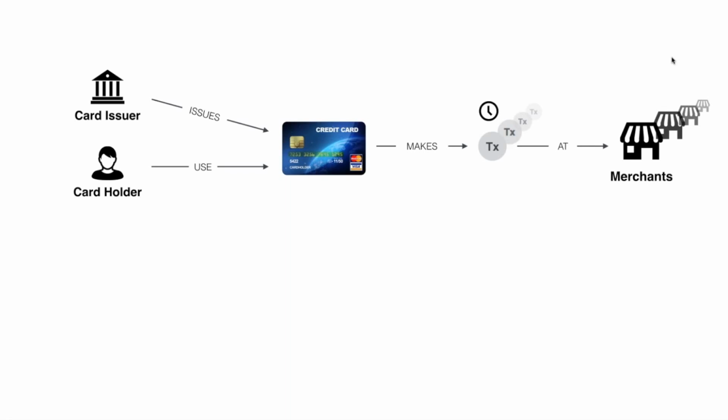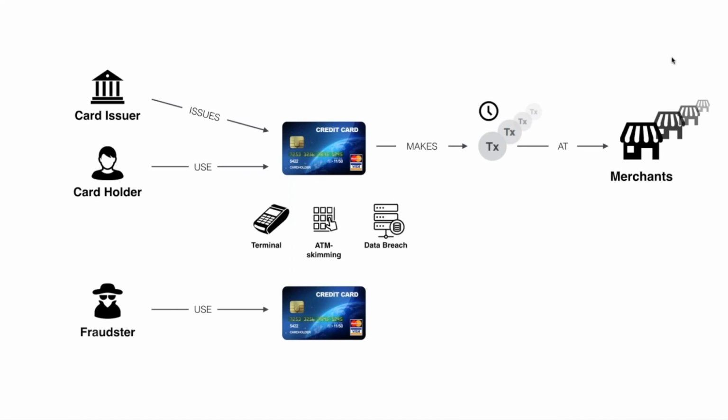You have a card issuer that issues credit cards to a cardholder, which in turn uses these credit cards to make transactions over a period of time. These transactions are at different merchants, and somewhere there the credit card information gets skimmed or stolen, and you now have a fraudster in possession of a stolen credit card, who then makes these fraudulent transactions, but they appear to be normal as they are pretty low dollar value.